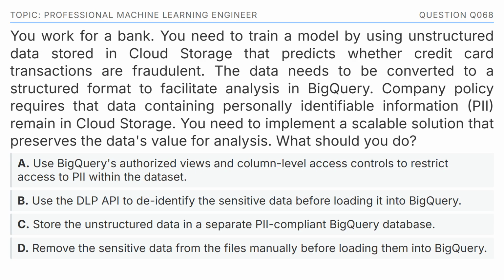What should you do? The options are: Option A, use BigQuery's authorized views and column-level access controls to restrict access to PII within the dataset. Option B, use the DLP API to de-identify the sensitive data before loading it into BigQuery. Option C, store the unstructured data in a separate PII-compliant BigQuery database. Option D, remove the sensitive data from the files manually before loading them into BigQuery.